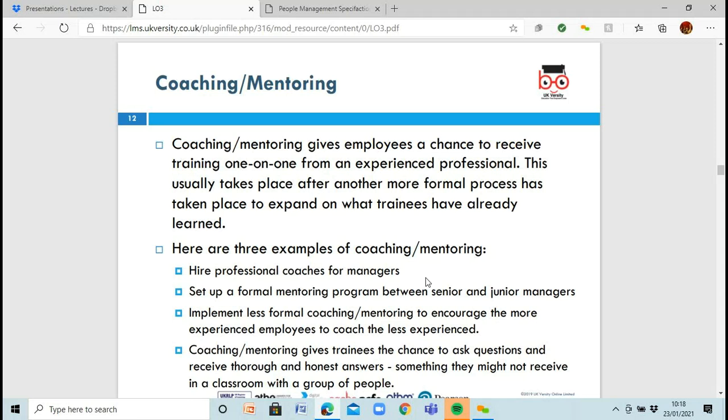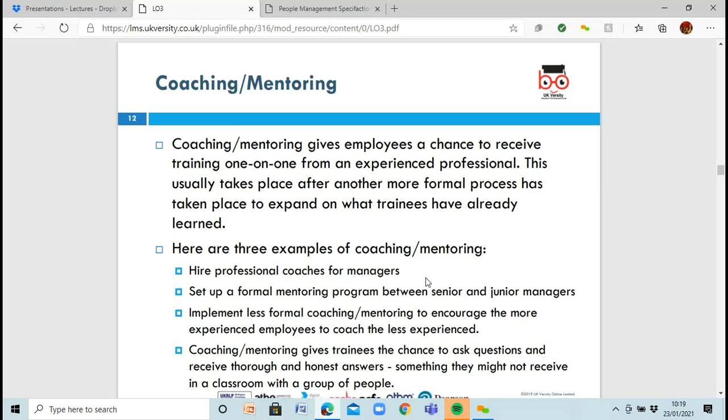Then we've got coaching and mentoring. This actually gives employees a chance to get one-to-one training from experienced professionals. There are 3 examples of coaching and mentoring. You can either hire professional coaches or managers. You can set up formal mentoring programs between senior and junior managers. And you can also have less formal coaching, where more experienced people teach less experienced people. They just shadow each other and talk, and they're basically there to answer questions.